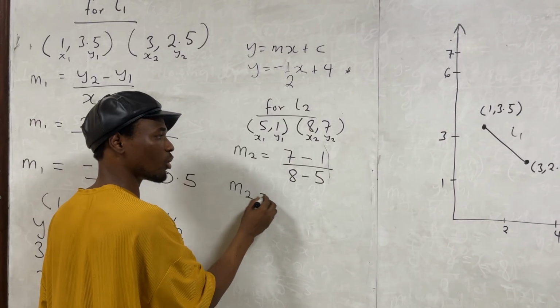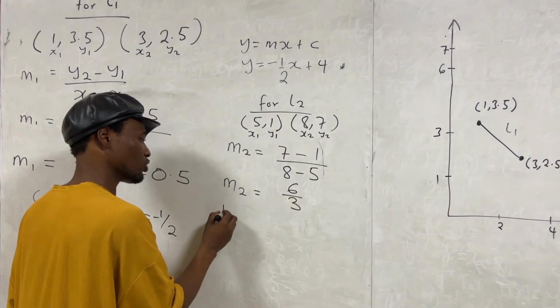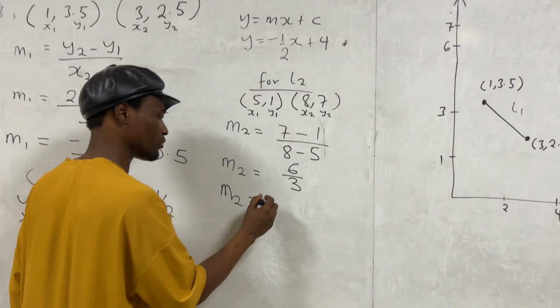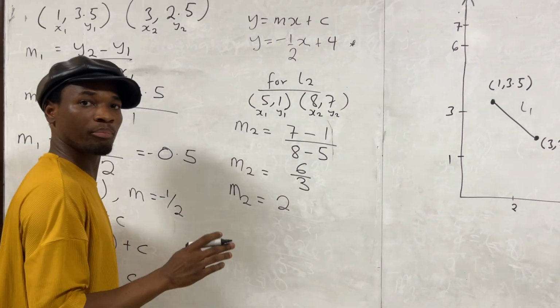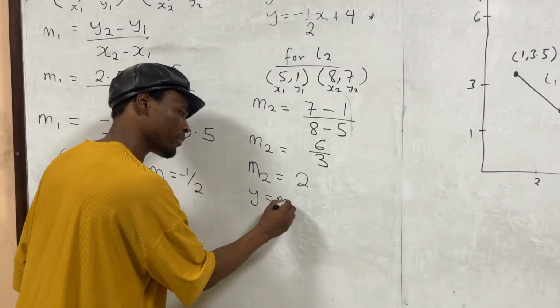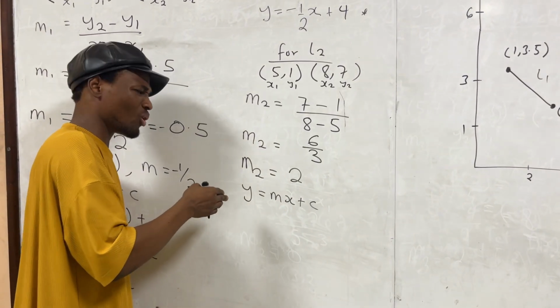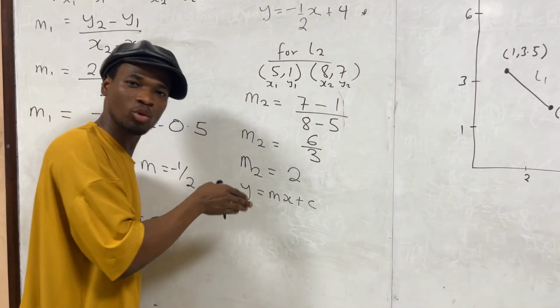So m2 is equal to, what do we have? 6 over what? Over 3. So m2 here equals what? 2. As simple as that. Recall that y is equal to mx plus c. Why are we doing this? We are doing this because we are looking for the intercept on the y-axis.